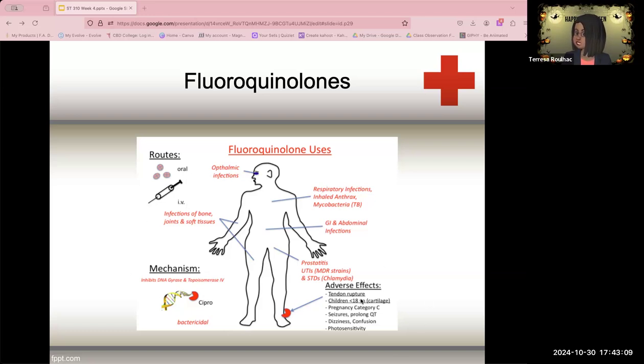You do see the adverse effects though, okay? So tendon ruptures, children less than 18 years old, there could be cartilage damage, pregnancy category C, you would be hesitant to give. You could potentially get seizures, dizziness, or photosensitivity, of course, when you're injecting something in someone's eye, right?